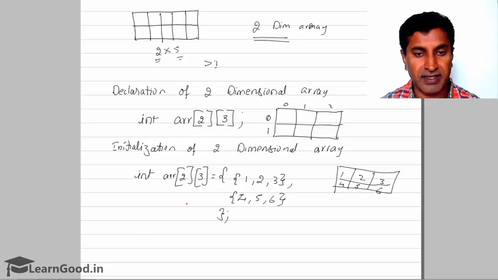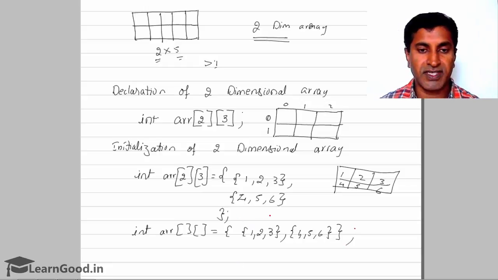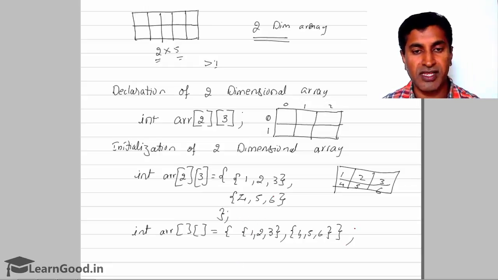So it can also be done like this. Instead of specifying the order, you can directly give int array, open and close square brackets. Here I didn't mention the number of rows and number of columns. Directly you can give the values. Open, 1, 2, 3, close the curly brace. This is the first row. The second row can be given on the same line by giving a comma, again open the curly brace, 4, 5, 6. Close the curly brace and then close the outer curly brace. So this is how we can initialize the 2-dimensional array.